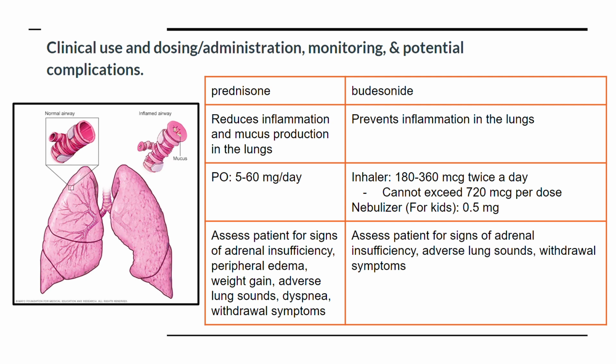Budesonide is used to prevent inflammation in the lungs, and so it can be administered with an inhaler or nebulizer. It is important as a nurse to know how to use the inhaler and nebulizer. After administration, it is important to monitor the patient for signs of adrenal insufficiency, adverse lung sounds, and withdrawal symptoms, which include severe fatigue, weakness, body aches, joint pain, and nausea.